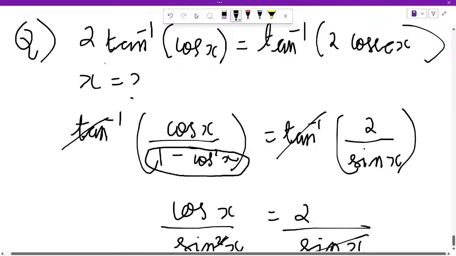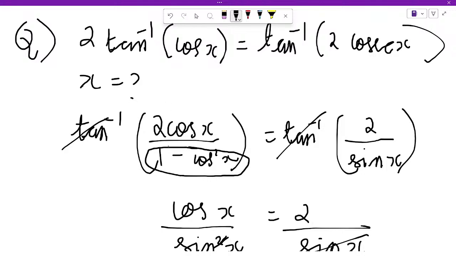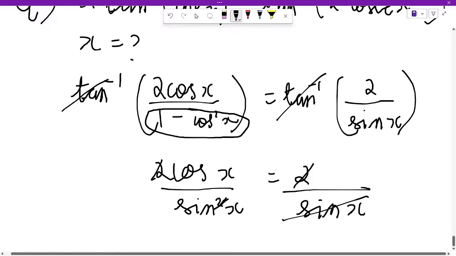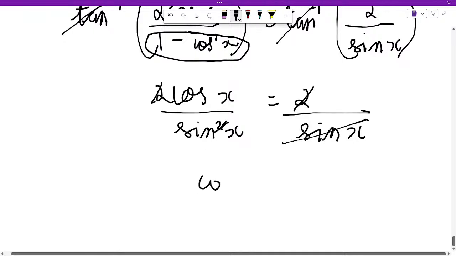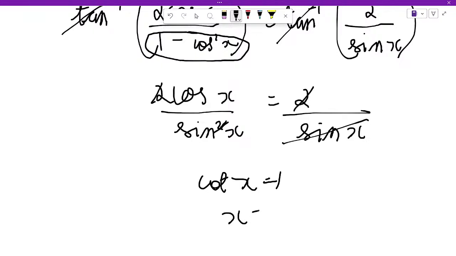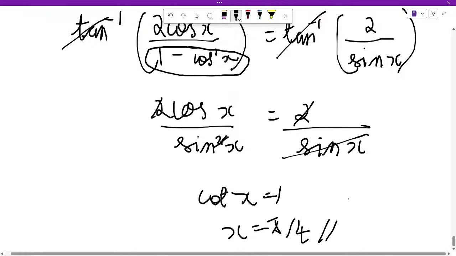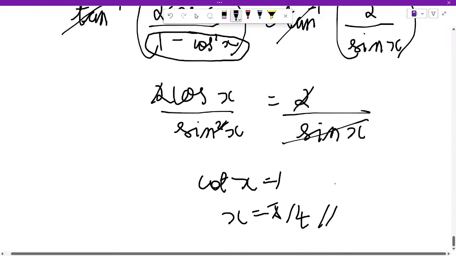Yeah, there is one thing you guys have forgotten. What is 2 tan inverse x? It's tan inverse 2x by 1 minus x square. But here I wrote only cos x. So there's a 2 here actually. So 2 and 2 cancelled. You understand how this 2 came? That is, 2 tan inverse x equal to tan inverse 2x by 1 minus x square, so 2x, where x is cos x. So this is cancelled. This one cancelled. So what is it? Cot x is equal to 1. x is equal to pi by 4. Cot inverse 1, just pi by 4. See? Simple question. Note it down.